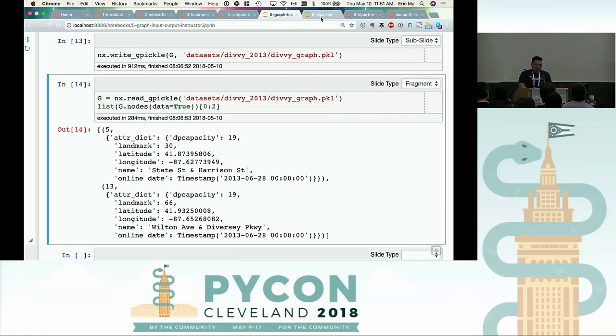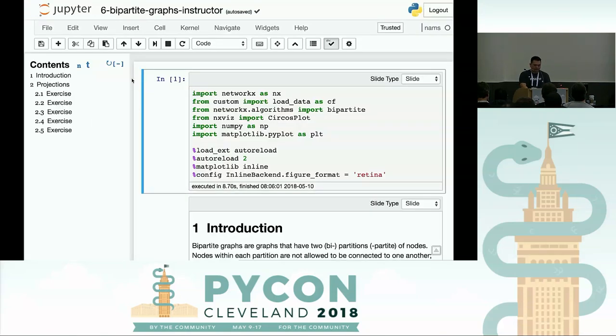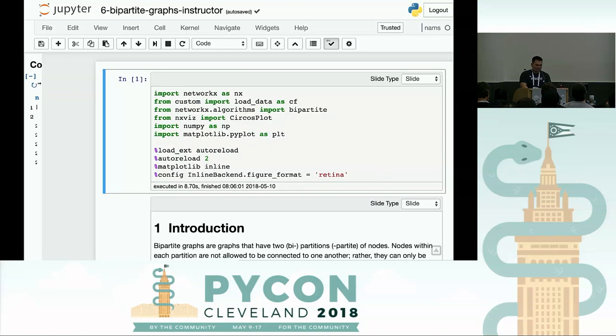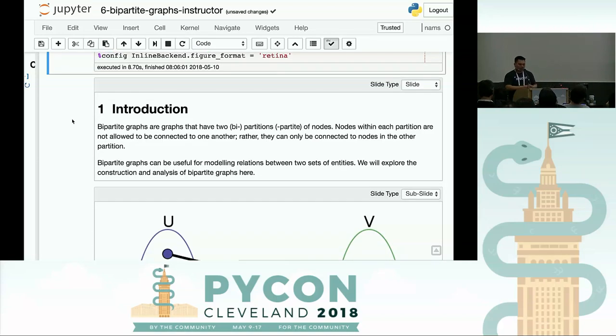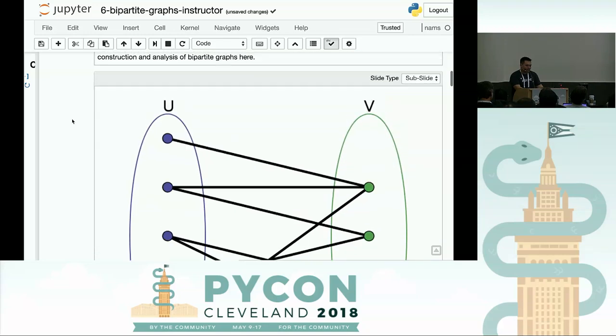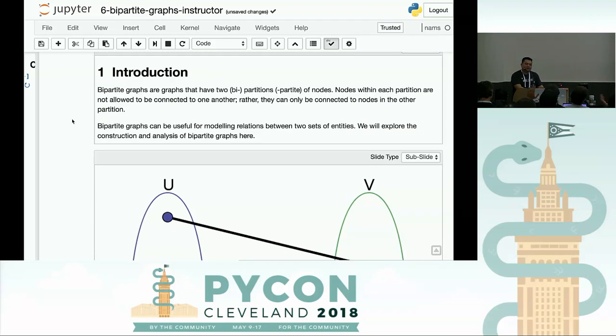Okay, here's where we get to go to interesting stuff. So, notebook 6 is on this thing called bipartite graphs. Bipartite graphs are really interesting. How many of you have heard of a bipartite graph? Okay, what would you use to model using bipartite graphs?